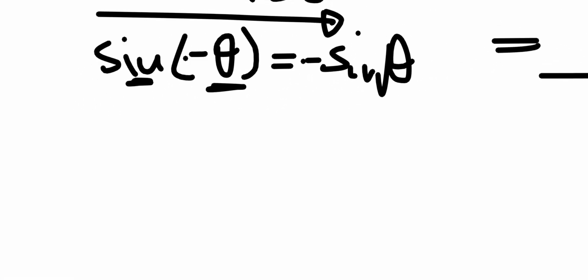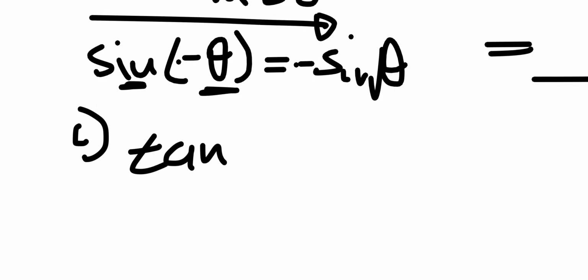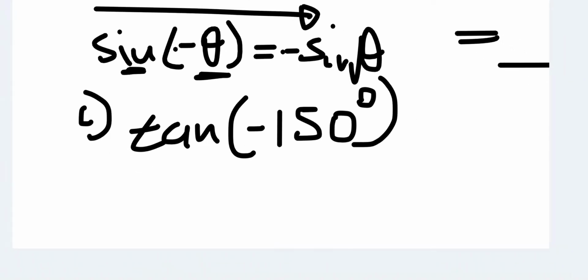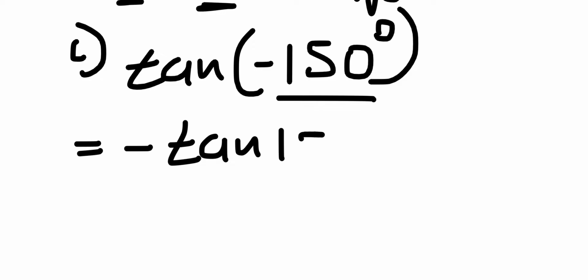Okay, let's look at another example, and this time around, example C, let's say we have tan of negative 150 degrees. Okay, so now with this one, same thing. Negative angle, which quadrant? Fourth quadrant. Is tan positive or negative? It's negative in the fourth quadrant. It therefore becomes negative tan 150 degrees.